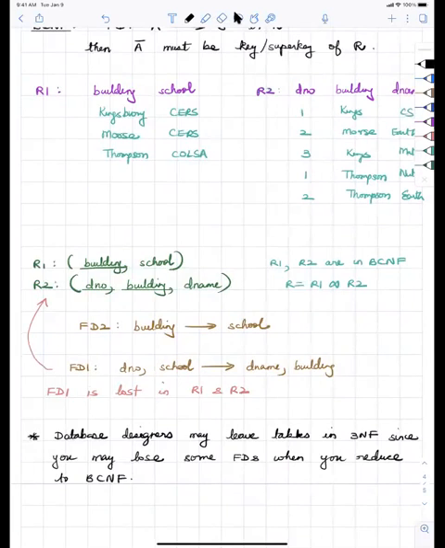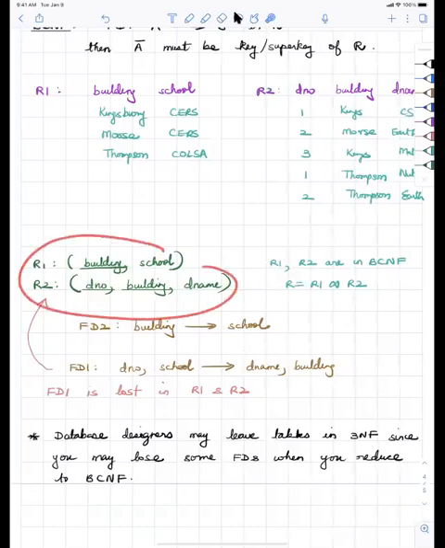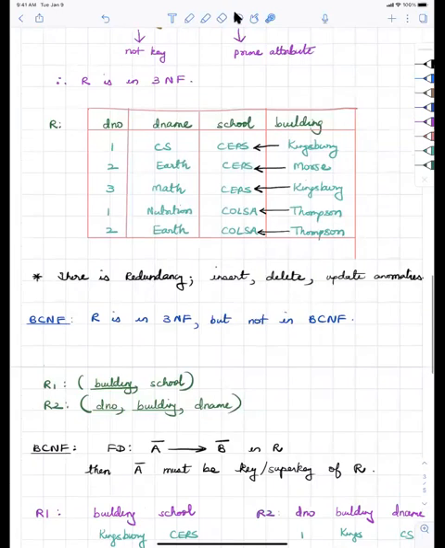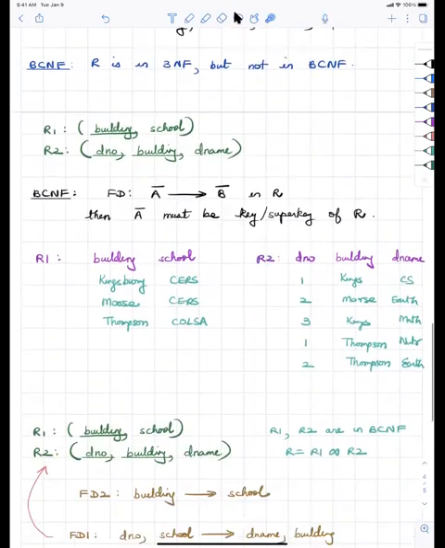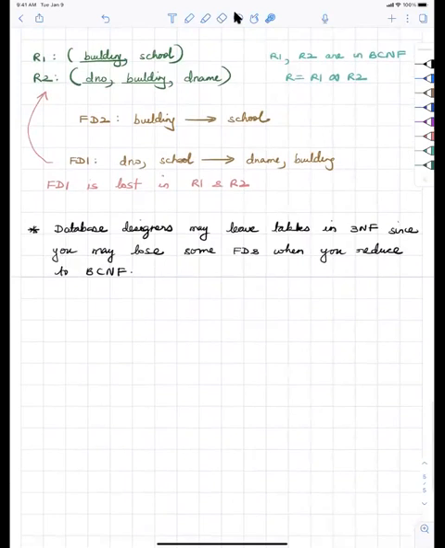I've always been saying that if you just randomly divide tables, you could get those join anomalies. But when you divide tables using this algorithm, you are guaranteed that when you rejoin the tables, you will get back the original table. So you're not going to get loose tuples, and you're not going to get extra tuples. You can try this out: you join these two tables and you will see that R1 join R2 will bring back this original data. You're guaranteed.